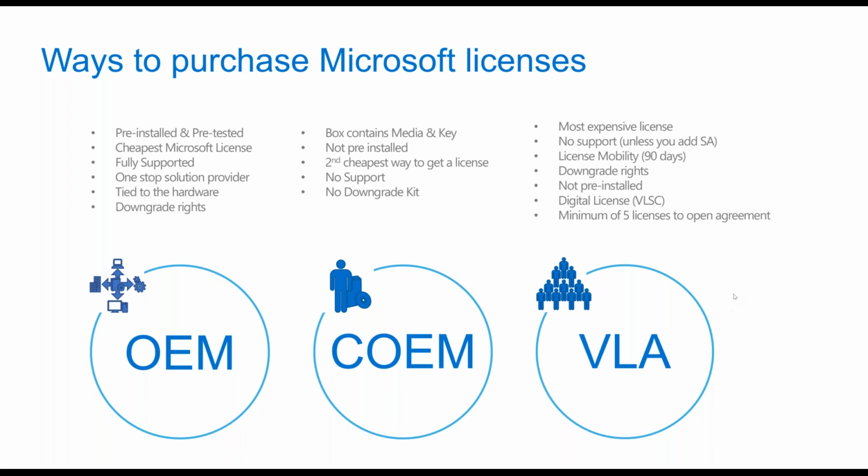First of all, let's look at how we are able to purchase Microsoft licenses. We basically have three ways to purchase Microsoft licenses: either as an OEM, as a COEM, or as a volume license agreement. The volume license agreement is the most expensive license. It is purchased directly from end customers straight to Microsoft, an agreement between those two, and it includes license mobility and downgrade rights.